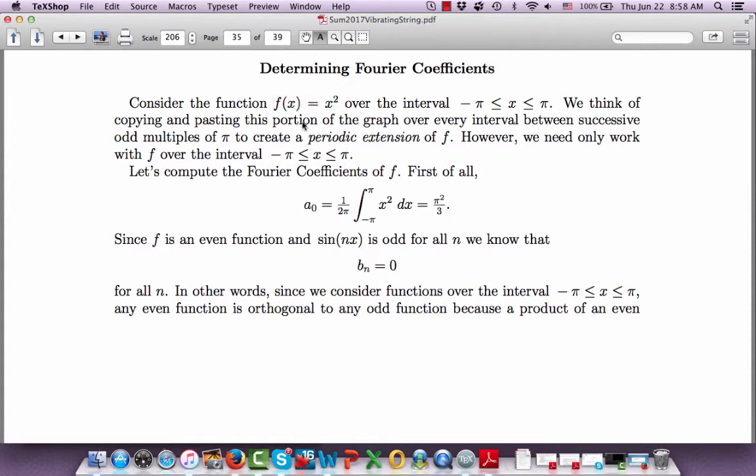This is an even function, so all the b sub n coefficients are 0, because when you integrate an even function times an odd function like sine of 5x, sine of 6x, and so on, you have an odd function which you're integrating from negative pi to pi, and that will always have a value of 0. We saw that in previous exercises. So we need to compute a sub 0, which is a very simple integral, and we get pi squared over 3.